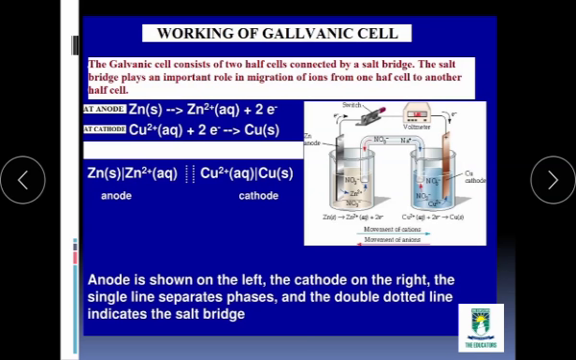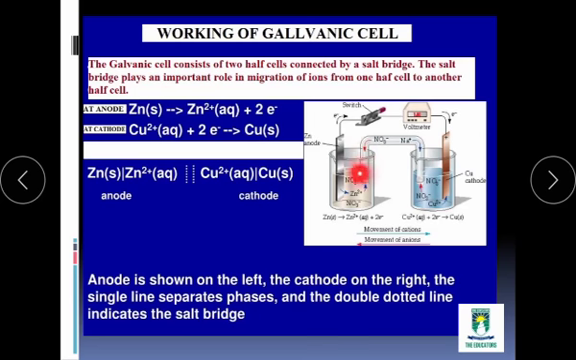So what will happen? A galvanic cell consists of two cells. Each one is called a half cell. This one is the first half cell and this one is the other half cell. Both are connected with the help of a salt bridge. Here, this is the salt bridge. This is the first half cell, this is the second half cell.